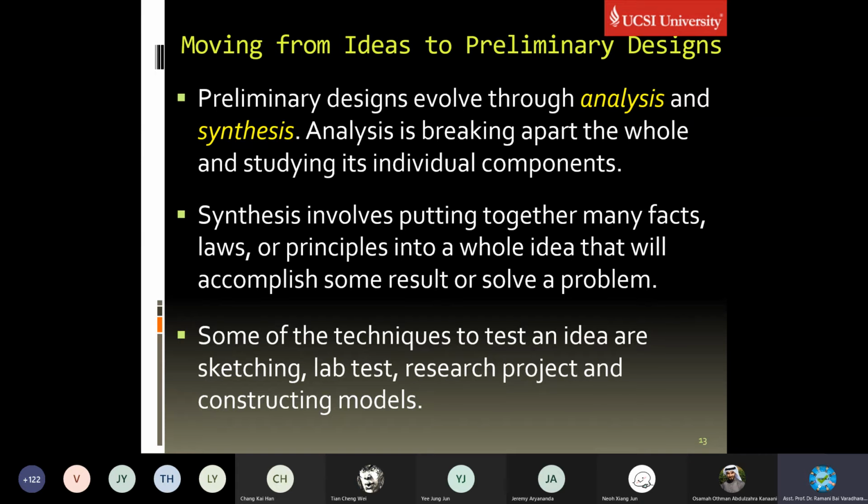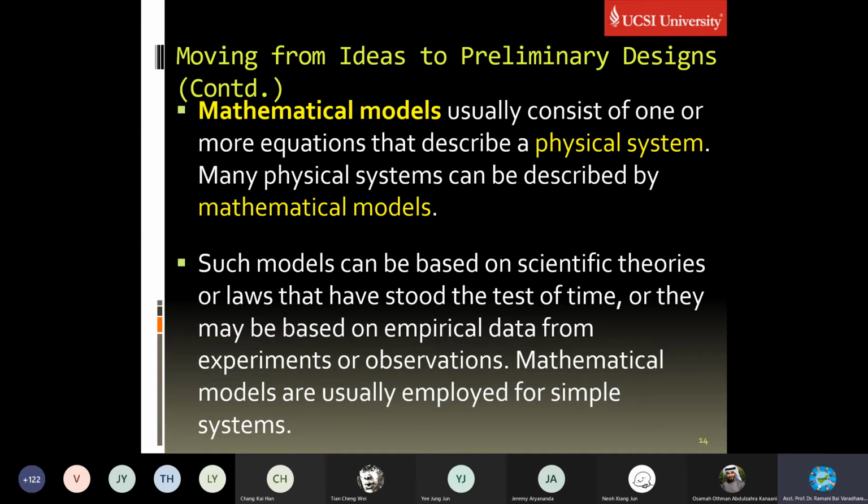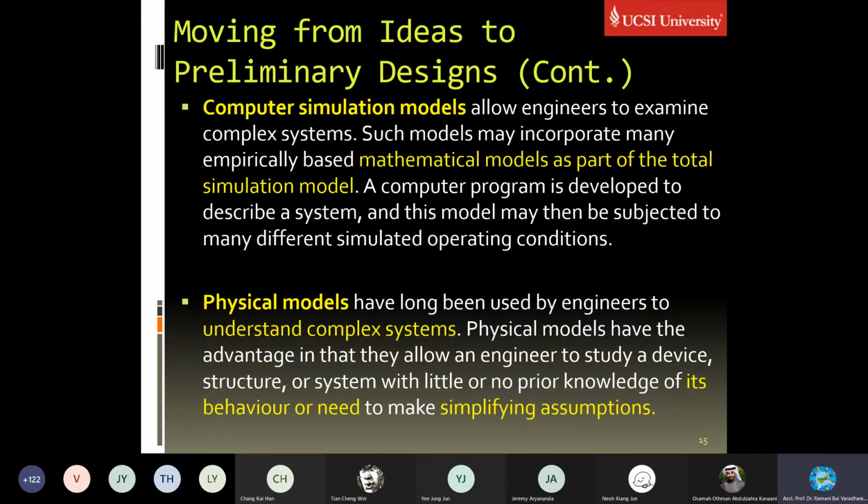Followed by mathematical models, which usually consist of one or more equations that describe a physical system. Many physical systems can be described by mathematical models. Moving ideas to design: after you get the methodology to solve by brainstorming and so on, you have to move your ideas, your methodology, into a design, into a prototype, into a product.